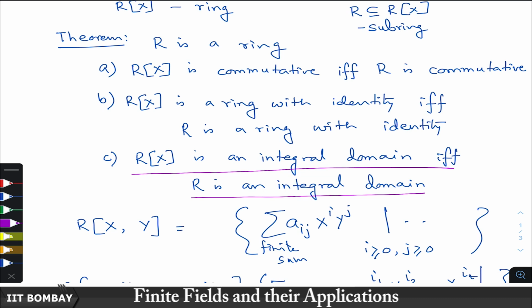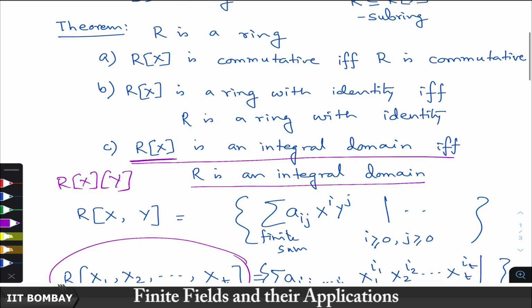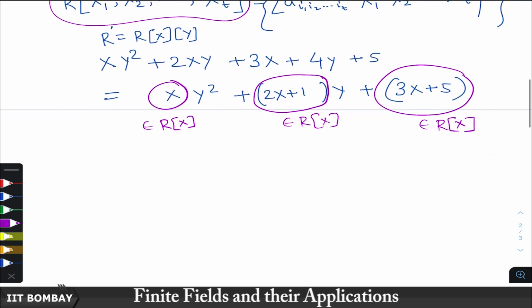You take another variable, it is still an integral domain, because then R[x] is the integral domain, and then you take R[x][y]. This is also an integral domain. So, with any number of variables, the multivariate polynomial ring is an integral domain. And commutativity, identity, all these properties also hold for multivariate polynomials in the same way.